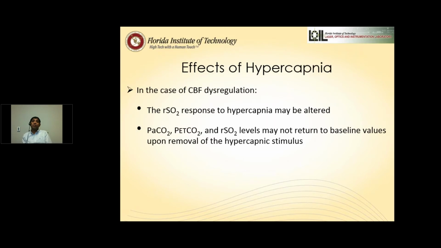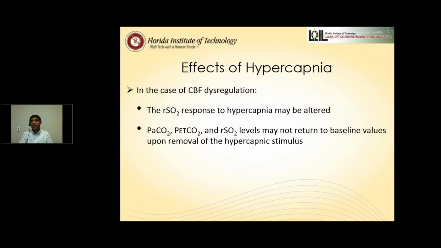So why is this important? Because if there's a dysregulation of your body function in the cerebral blood flow, then the response of the regional oxygen saturation, the rSO2, will be different due to hypercapnia. Again, what is hypercapnia? As I mentioned, we induce excess CO2. If there's excess CO2 and your body is not able to maintain the regulation, you're going to see dysregulation, and you want to characterize that. But before that, what you need to do is collect your baseline, because my regional oxygen saturation baseline will be different from yours or anybody else's.